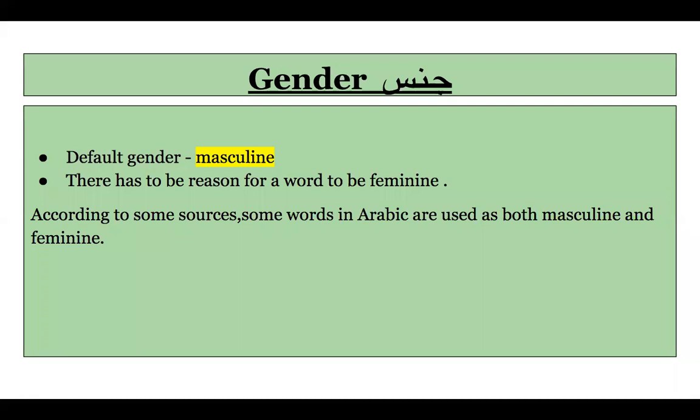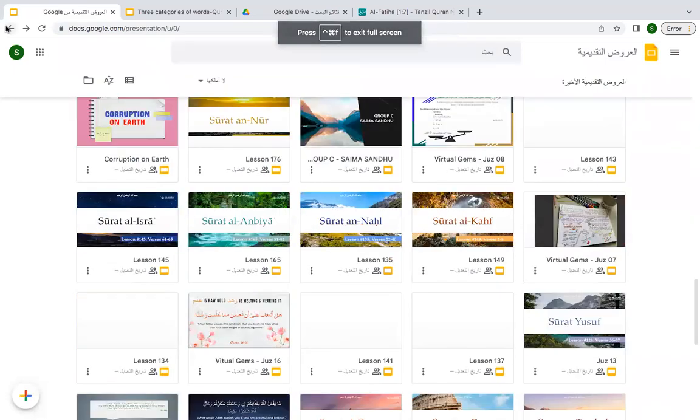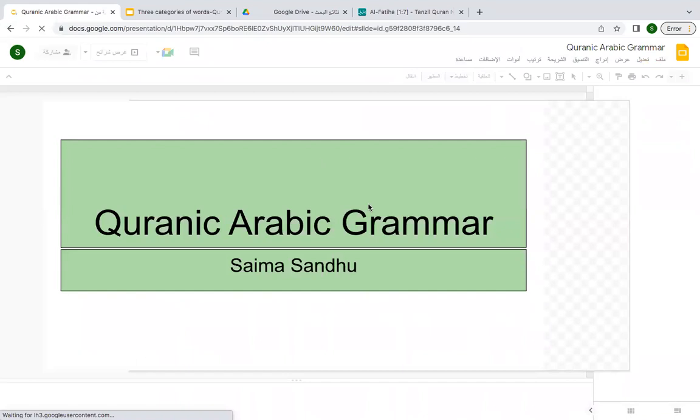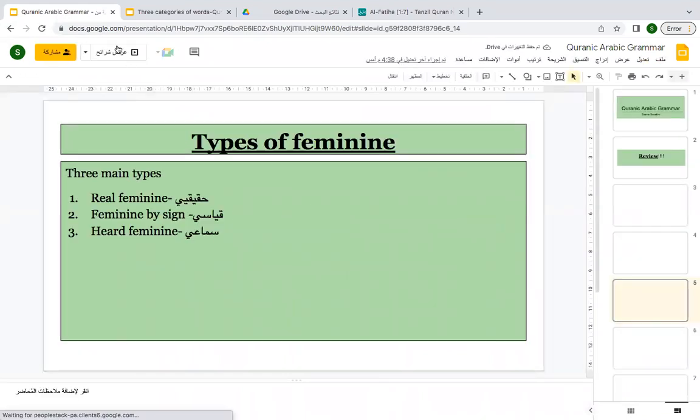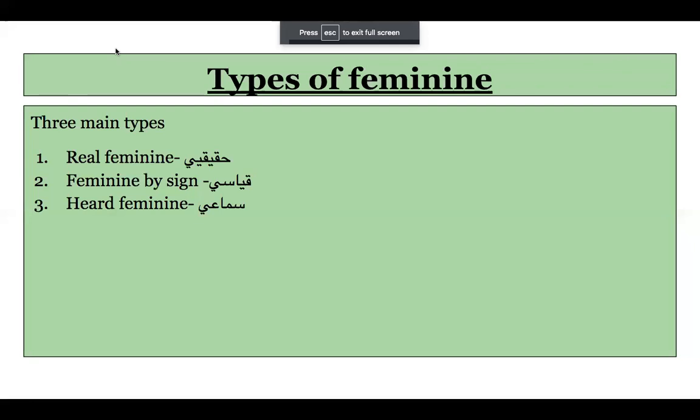So then comes your types of feminine. How many types of feminine are you going to learn today, okay? There are 3 types that you all need to familiarize yourself with, okay? Real feminine, feminine by sign, and heard feminine. Okay? Real feminine, feminine by sign, and heard feminine.